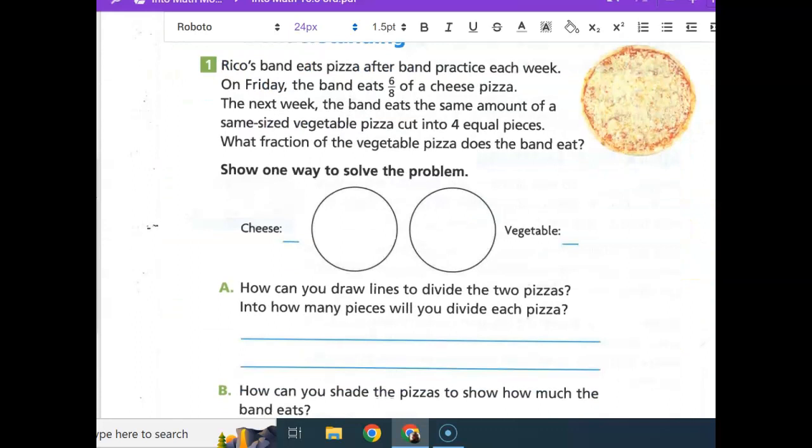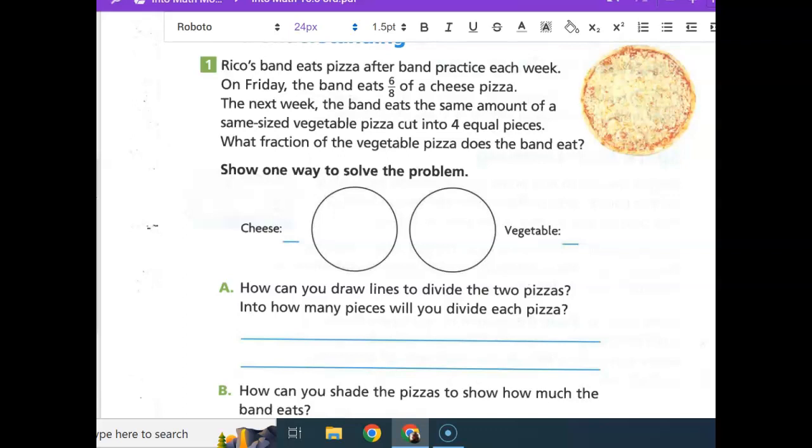Let's build your understanding. Rico's band eats pizza after band practice each week on Friday. The band eats 6/8 of a cheese pizza. The next week, the band eats the same amount of the same size vegetable pizza, cut into 4 equal pieces. So what's the first one? The cheese one. If we look at our fraction, 6/8. Remember, 8 is the number of parts, the denominator. What fraction of the vegetable pizza does the band eat? Show one way to solve.